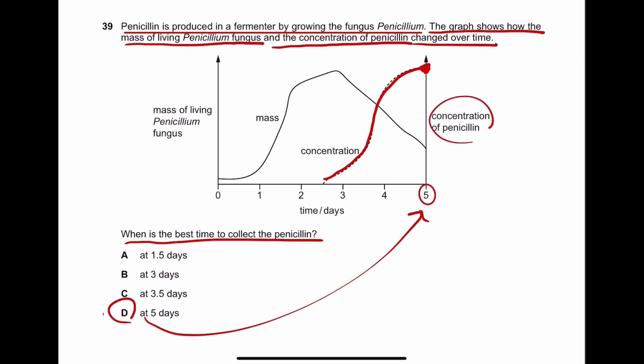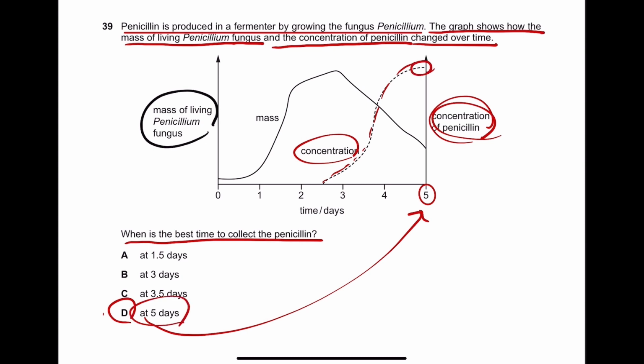Okay. So the way that you read or interpret this graph is that the mass of living Penicillium fungus is shown with this normal line, so you read it with the left y-axis, but the dashed line is showing the concentration, and you read it with the y-axis on the right side. Anyways, you want to get the highest concentration, so day 5 is the correct answer for this one. Okay?